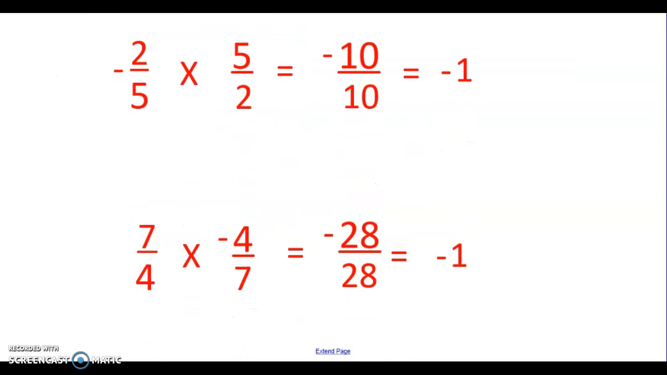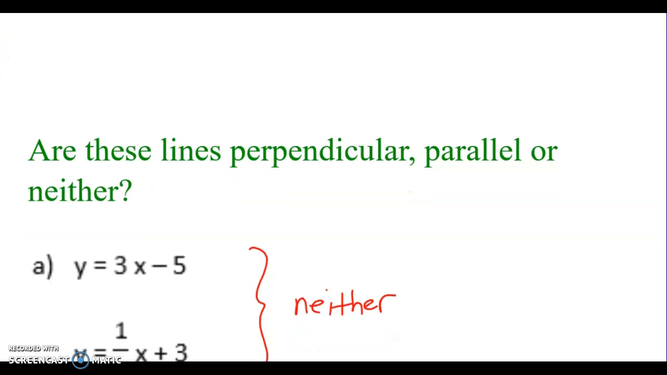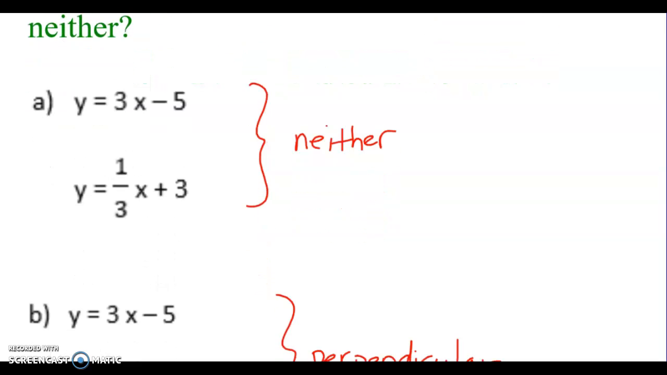We can check that with another slope. If I have an original slope of positive 7/4, my perpendicular slope will be negative 4/7. Multiply these two fractions together. Negative 28 over positive 28 gives me negative 1. Okay, so I'm going to give you a series of lines. I want you to tell me, are they perpendicular, are they parallel, or are they neither?